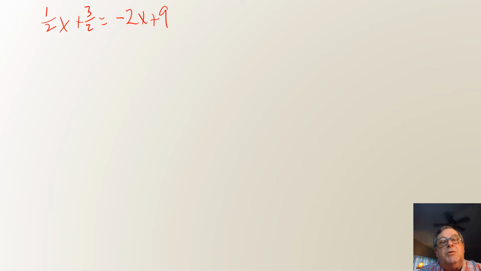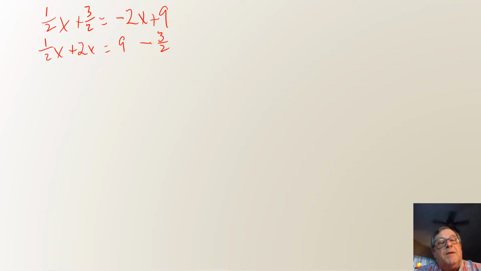Okay, well, let's add 2x to both sides, and let's subtract 3/2 from both sides. So then I'd have 1/2 x plus 2x equals 9 minus 3/2. Subtracting 3/2 from both sides.